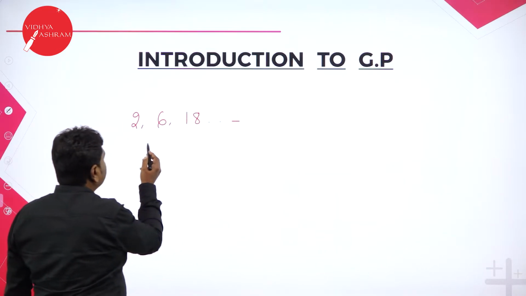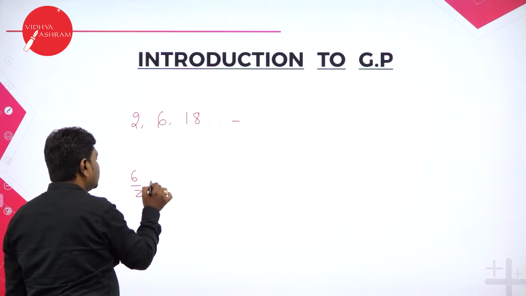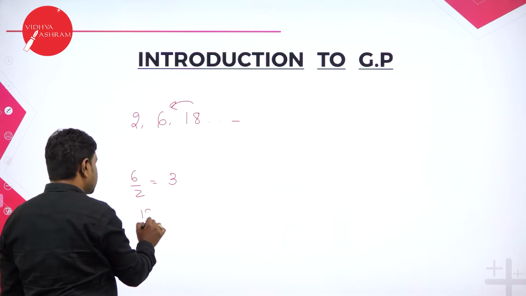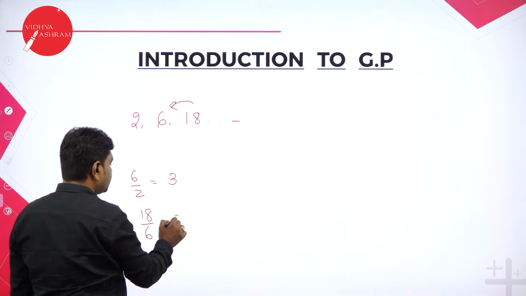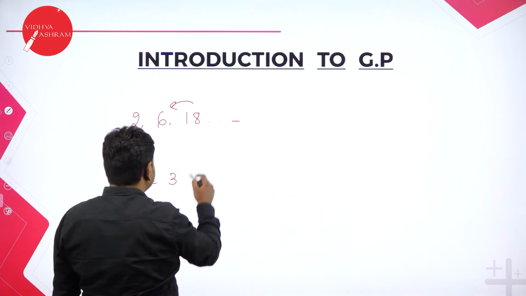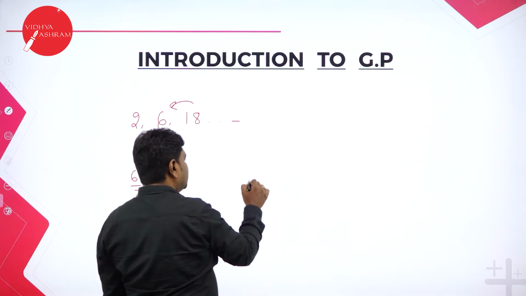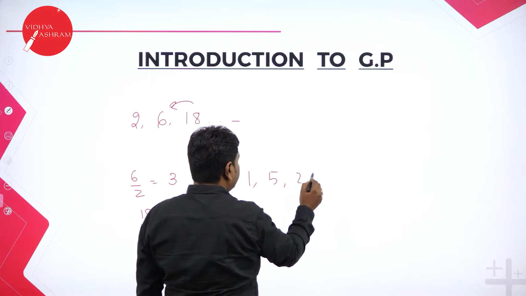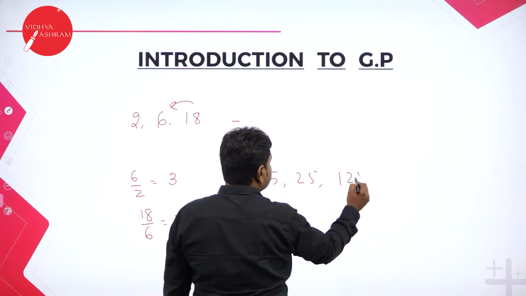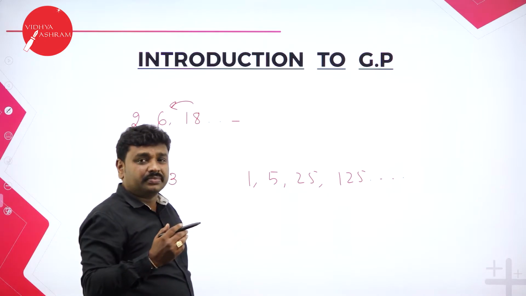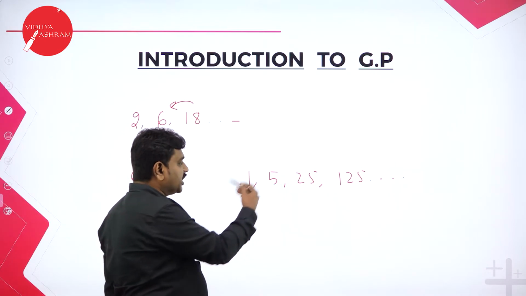You can observe, if I divide 6 by 2, I'll get 3. If I divide 18 by 6, I'll get 3. So, the sequence is having a common ratio. Or a simple example, I'll take 1, 5, 25, 125, and so on. Here, each term gets multiplied by 5.